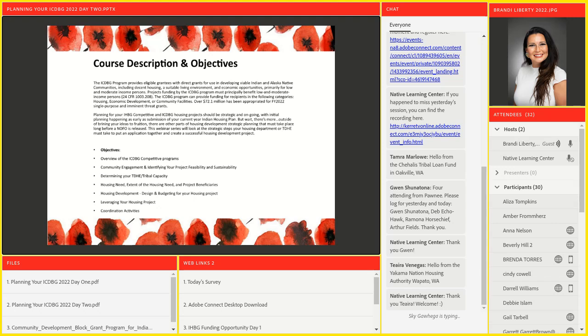Over $72.1 million has been appropriated for fiscal year 22 for the single purpose and imminent threat grants. Like I said, today we'll look at rating factors 3, 4, and 5 and get an understanding of what is needed for developing your comprehensive project, as well as your leveraged funds and the coordination and comprehensiveness of your project.